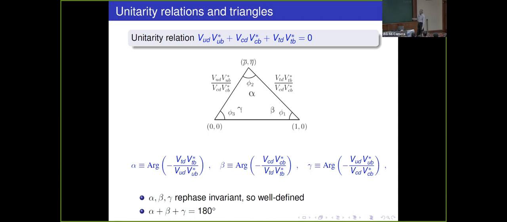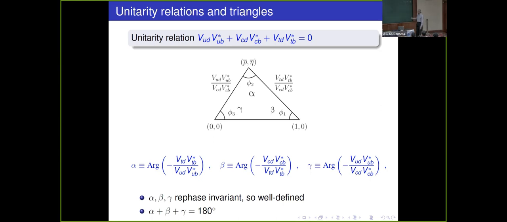I have said rho bar comma eta bar. There is some small correction to that, which I will not go into because we are short of time. But that's essentially very similar to rho and eta multiplied by a constant, which is just 0.98 or something. Okay. So this is a triangle.